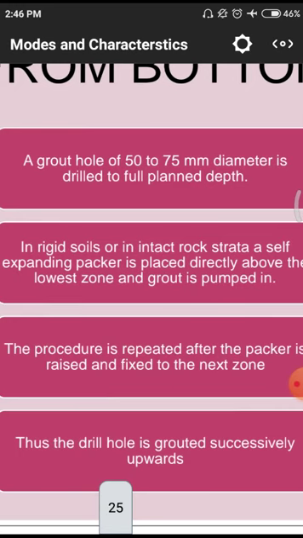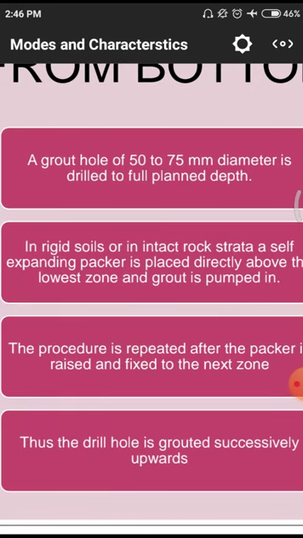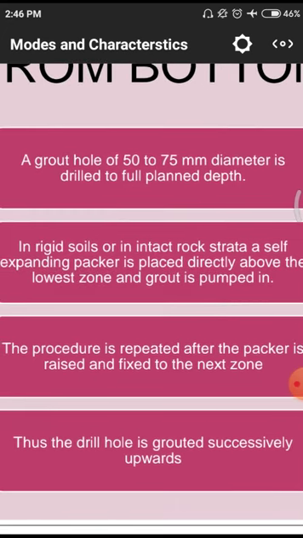On the other hand, in rigid soils or in intact rock strata, a self-expanding packer is placed directly above the lowest zone and grout is pumped in. The next one is the procedure is repeated after the packer is raised and fixed to the next zone. Thus the drill hole is grouted successfully upwards. This is the total mechanism from bottom to up.